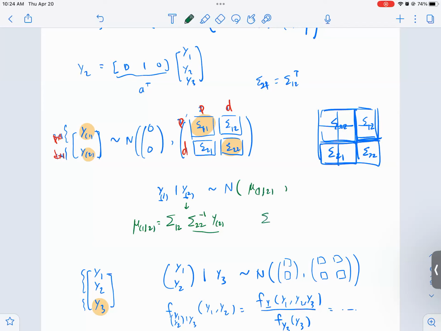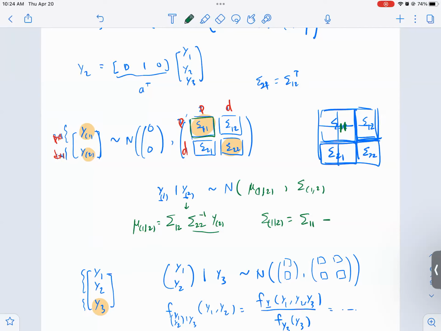It's hard to remember at first. This one would be the original covariance block, the covariance block associated with 1, 1. So this is 1, 1. It's the original covariance block, but there's something subtracted from it.